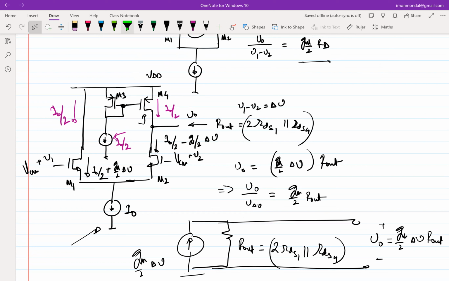Okay, if you remove this completely, how will you ensure I naught by 2 flows through M4? It will bias the M4. How? Again with the current. Either you have to use a voltage source or you use a current source. I don't want to use a voltage source, which means you need a current source.